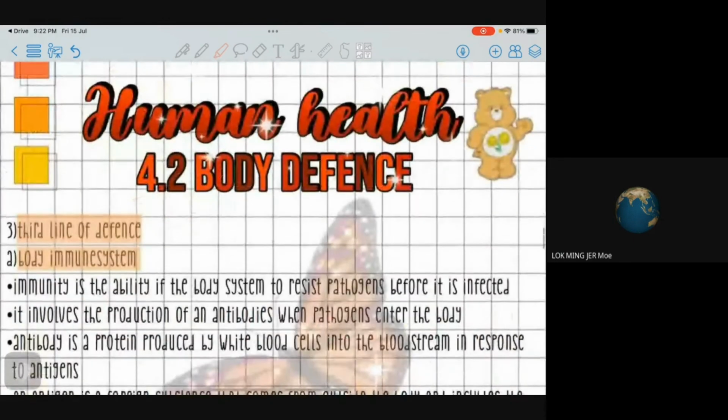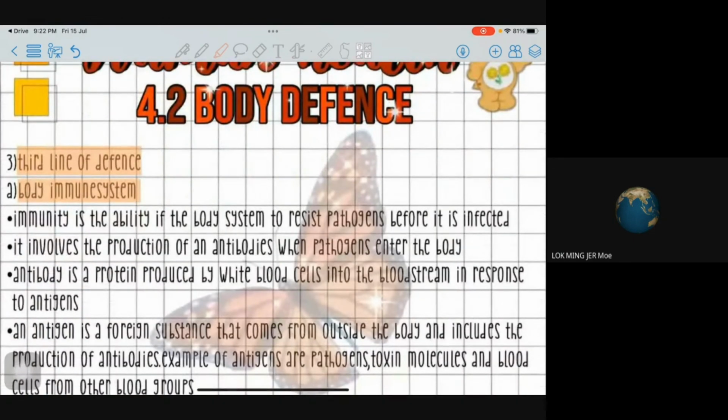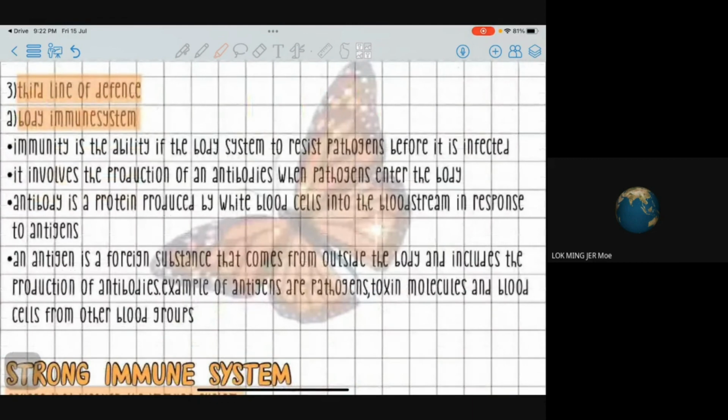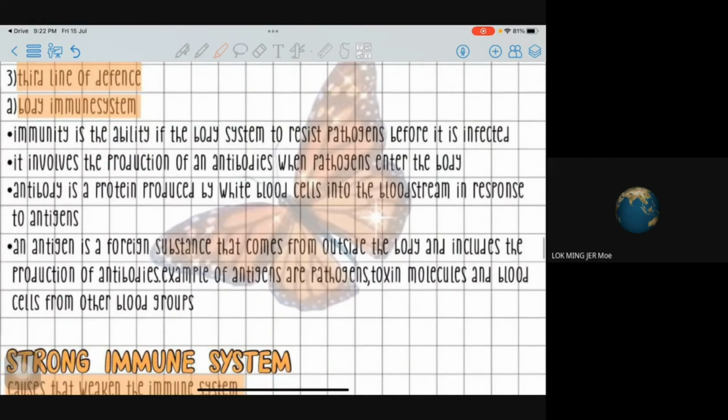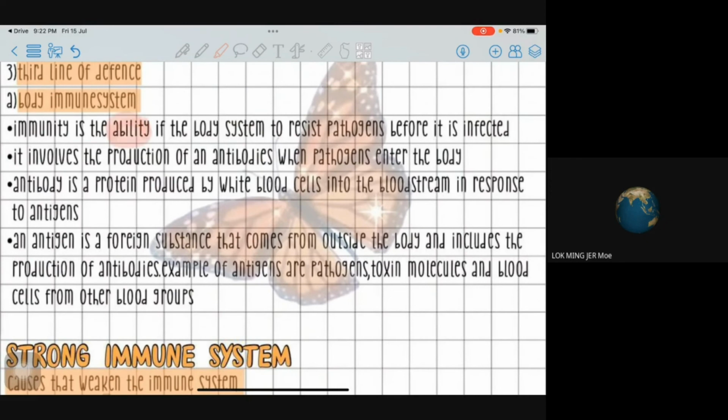And then our third line defense is the one that you need to learn a lot, which is the body immune system, which is immunity. It is your own immunity. Each of you has your own immunity, which is the ability of the body system to resist pathogen before it is infected. And it involves the production of antibodies when pathogens enter the body.